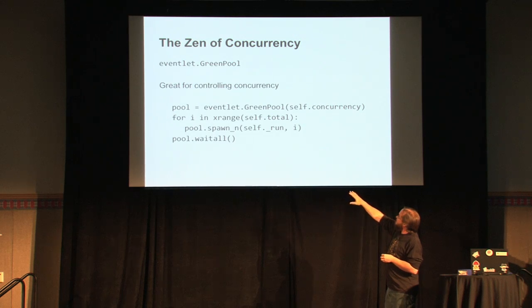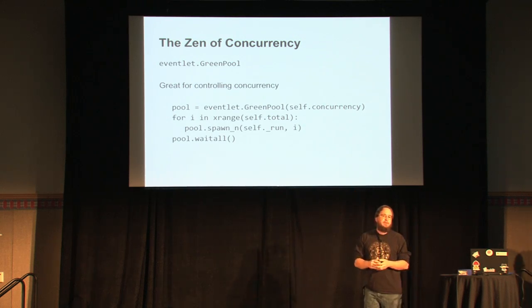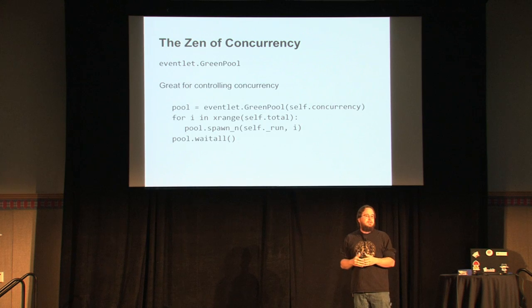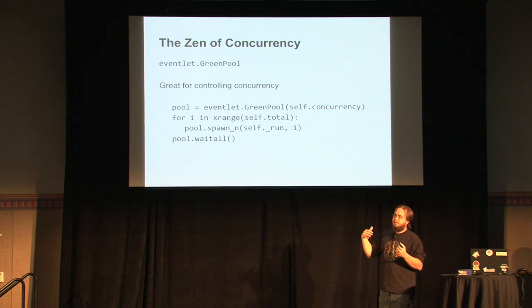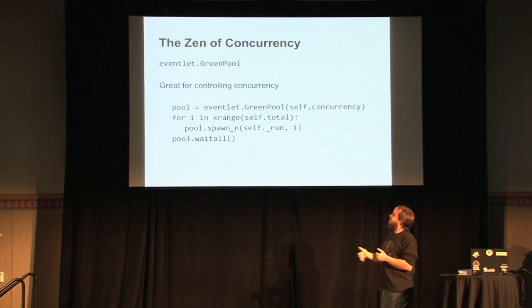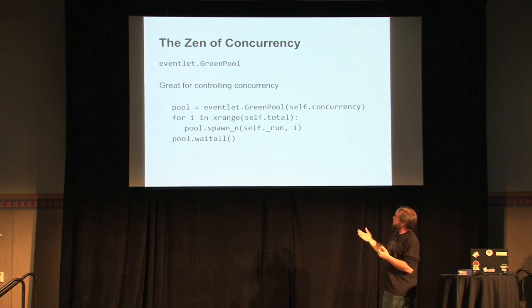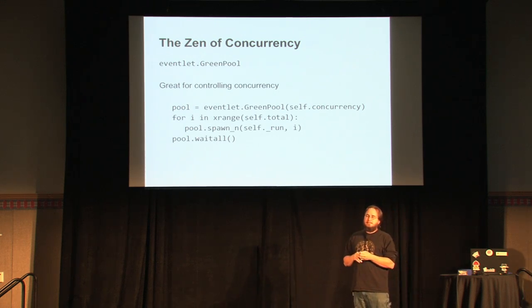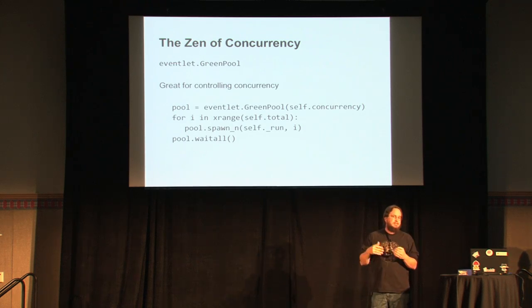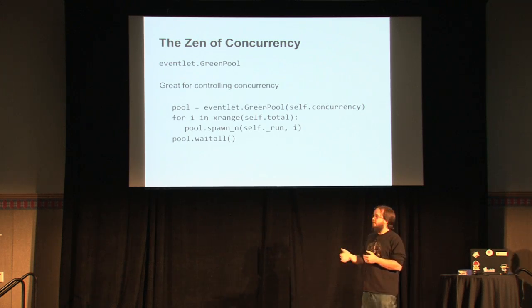And the total is also how many total requests I want to make. So what it does is it loops over for as long as I need to keep making requests, sends to the pool, tells the pool to spawn this function. And so if the pool gets full, then it blocks until it has another space open. Then it'll keep running and keep running and keep running.